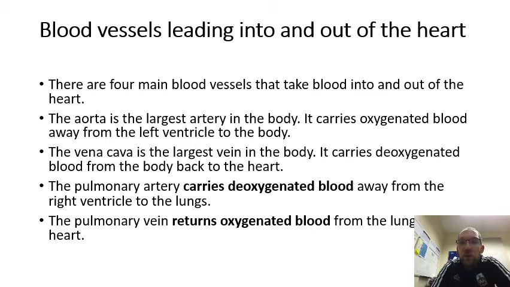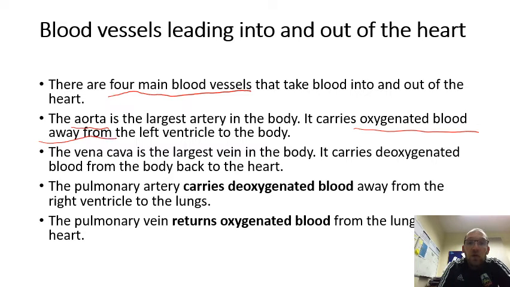Blood vessels leading into and out of the heart. There are four main blood vessels that take blood into and out of the heart. The aorta is the largest artery in the body. It carries oxygenated blood away from the left ventricle to the body.